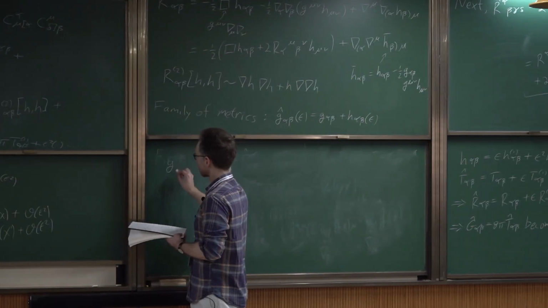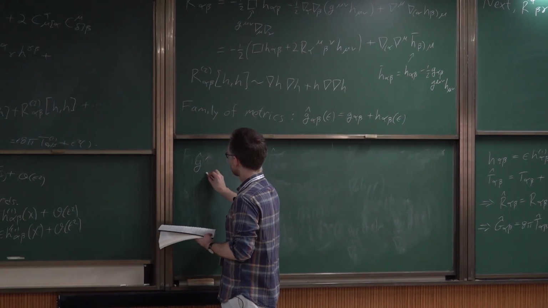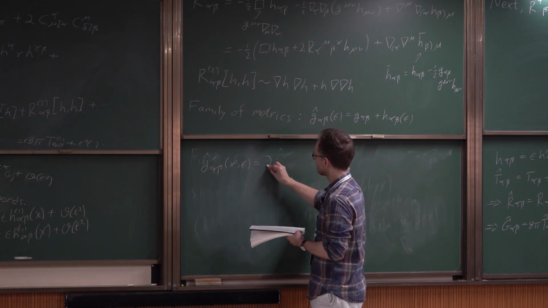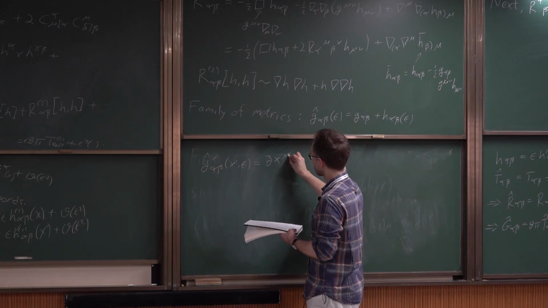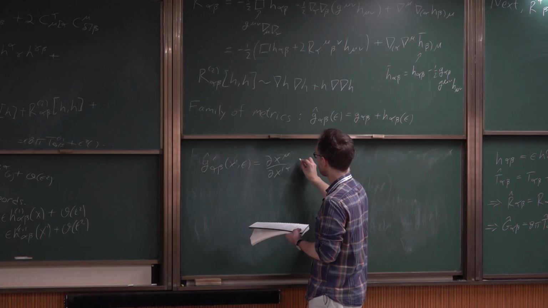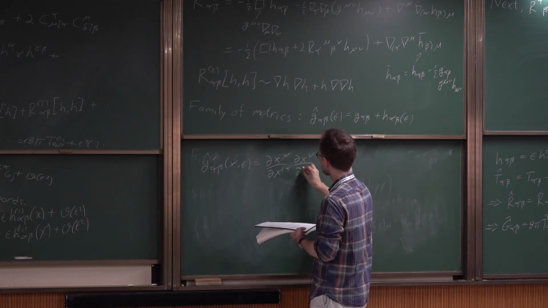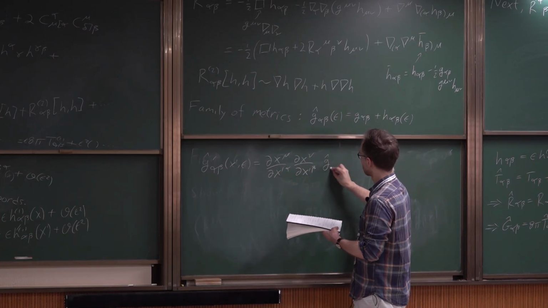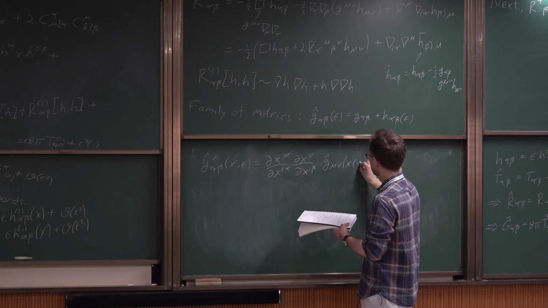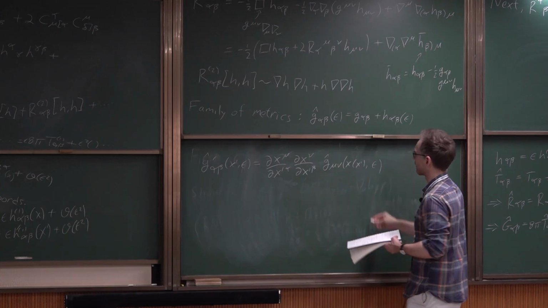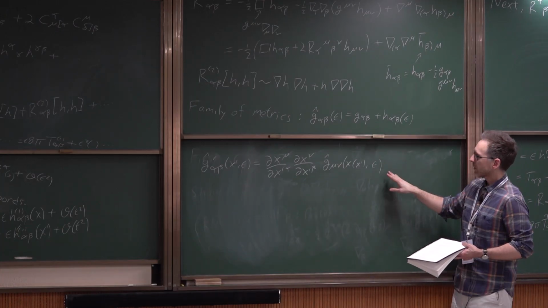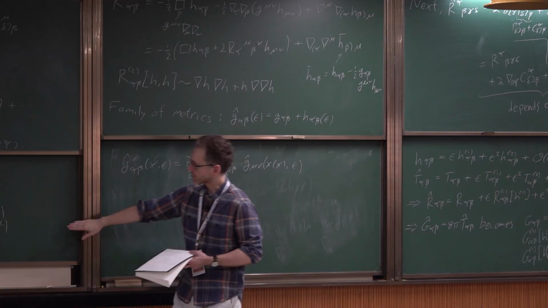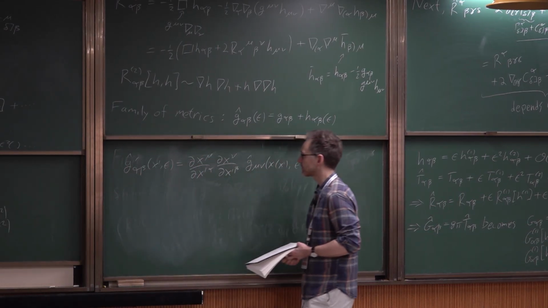So I'm just going to do the coordinate transformation in the usual way. So we have g prime at x prime equal to the Jacobian, partial x mu over partial x prime alpha, partial x nu over partial x prime beta, times g hat mu nu of x and epsilon. I want to express everything on the right-hand side in terms of the new coordinates x prime, so that I can compare to this expansion down here where everything's a function of x prime.